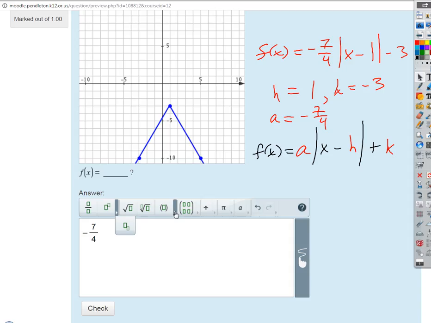Parentheses are just grouping symbols, right? There are other grouping symbols though. I could have brackets, I could have script brackets. Absolute value bars are grouping symbols. So this is the logical one to use, and you'll get used to these real quick.